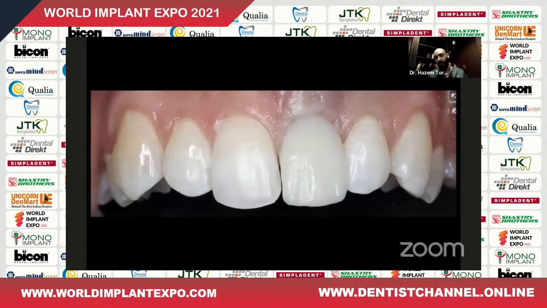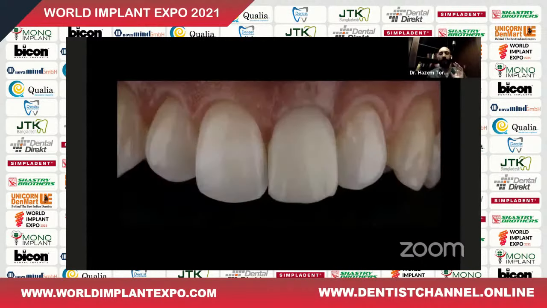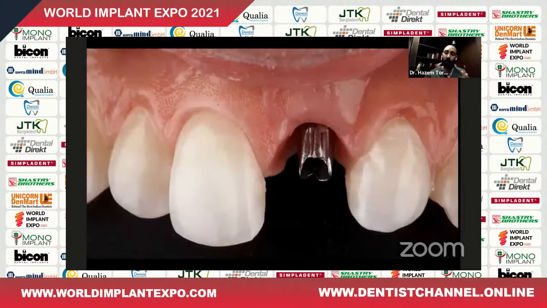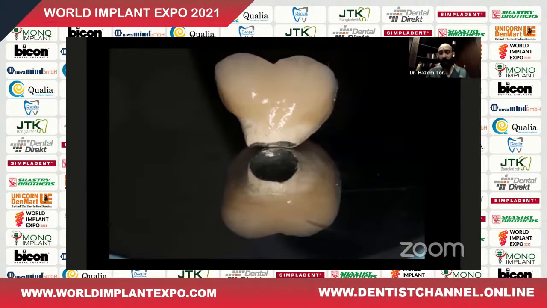So we adjusted the temporary crown further, and now it's ready for going for the final impressions. And this is the initial situation just before we changed the abutment material. And we went for, and this is another problem that I have to also talk about.